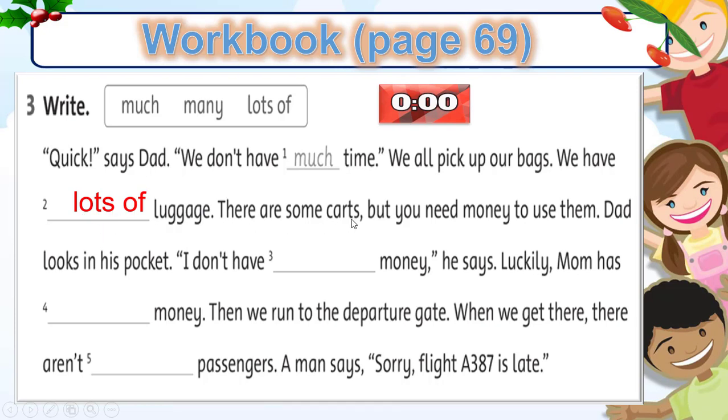There are some cards, but you need money to buy them. Dad looks in his pocket. I don't have much money. Let's look at this one. Money is uncountable, so we use much for that. He says, luckily, Mom has lots of money. Then we run to the departure gate.